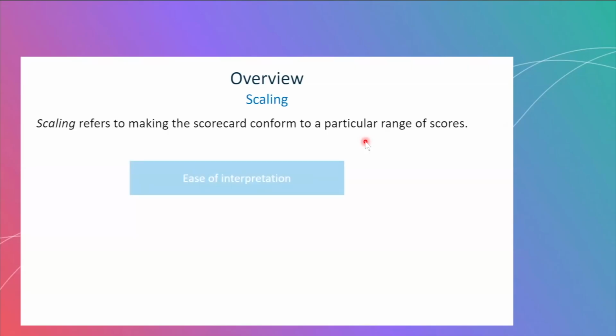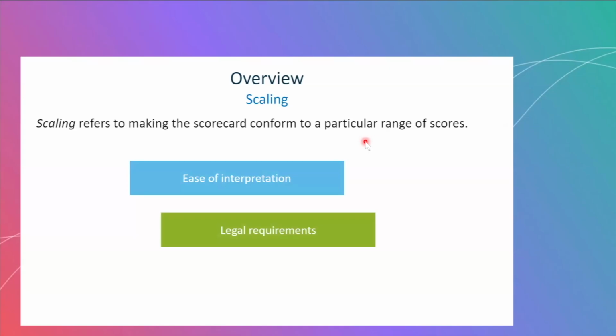So again, the simple reason for that scaling is ease of interpretation. Sometimes it is a legal requirement, because let's say I need to know why a particular application was rejected. I have the right to know why I was not given money, or I was not given a credit card, and likewise. So the score range at least helps me give out the information, but not the details as such.